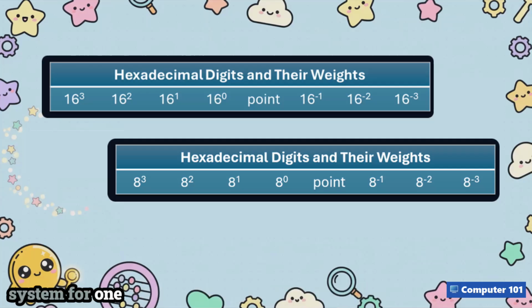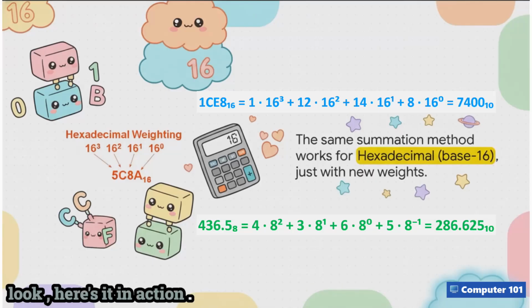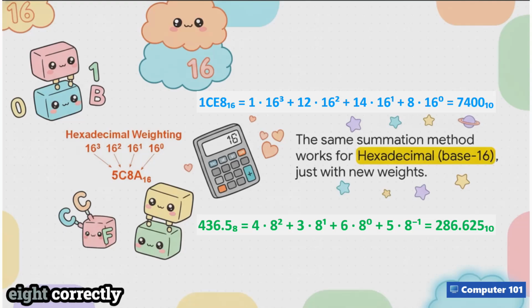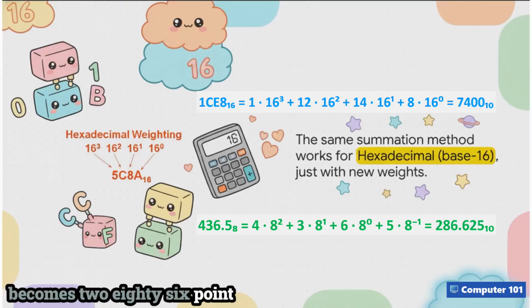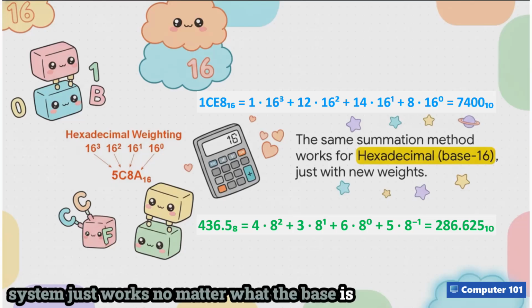Once you get the system for one, you honestly get it for all of them. And look, here's it in action. When we apply that exact same multiply and add method, the hex number 1CE8 correctly becomes 7400 in decimal. And the octal number 436.5 becomes 286.625. See, the system just works no matter what the base is.